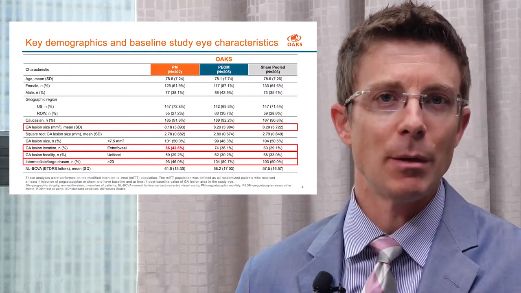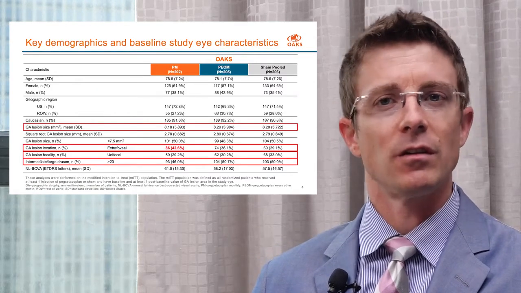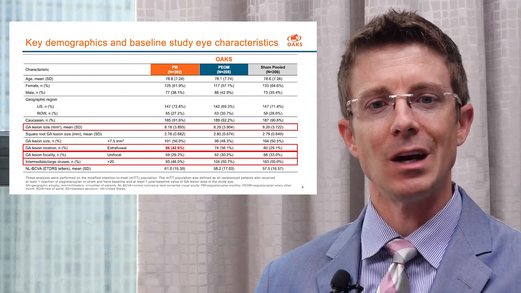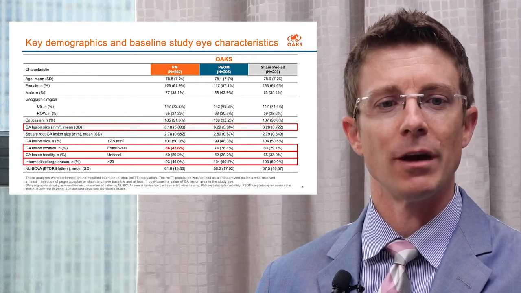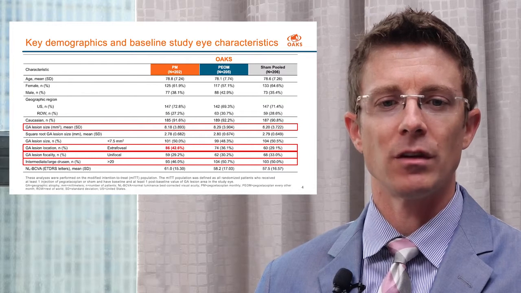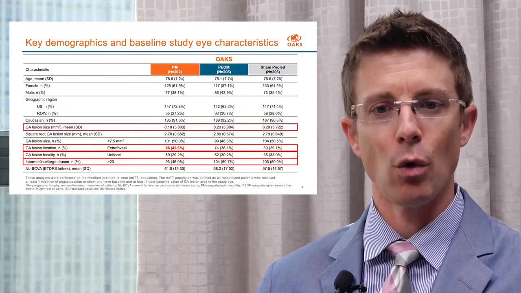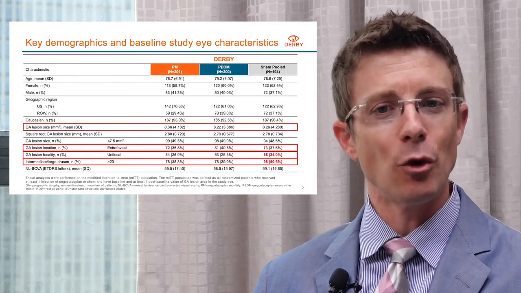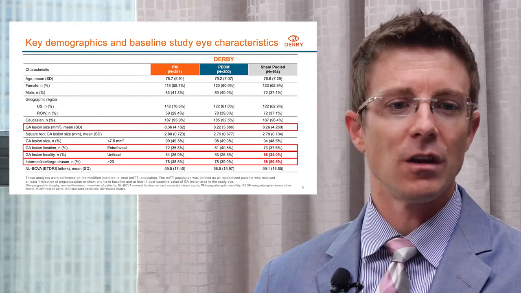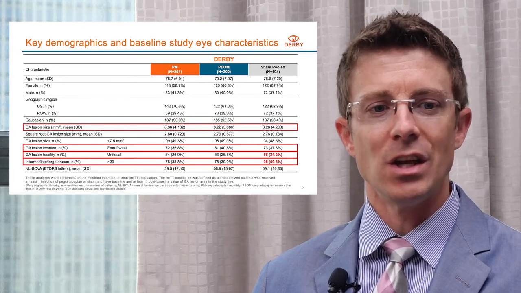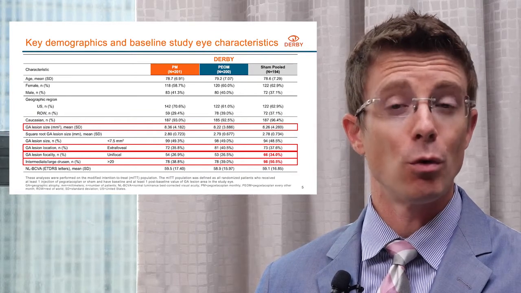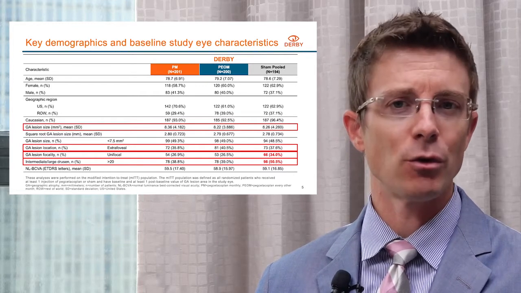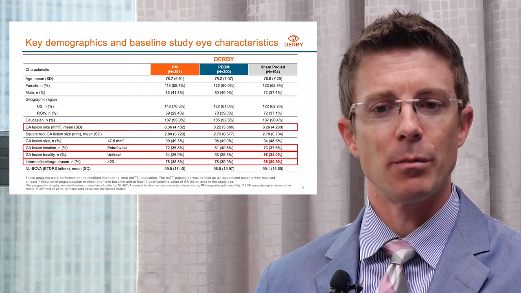So here's some key demographic and baseline study eye characteristics between the studies. And the only points that I want to make on this slide is when we're looking at the OAKS study specifically under the monthly treatment arm, which is all the way on the left, you'll notice that extrafoveal lesions were present in 42.6% of this cohort compared to less for both the every other month and the sham pooled groups. And in the DERBY study, this wasn't seen, and there was more intermediate large drusen, and GA lesion focality was a little bit different in the sham pooled group. So very slight differences in characteristics between the groups. In general, both studies were well balanced across the patient population.